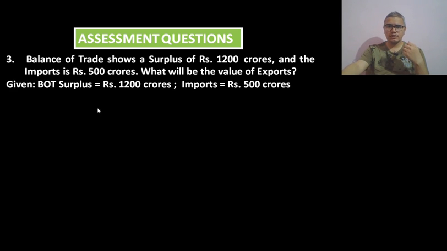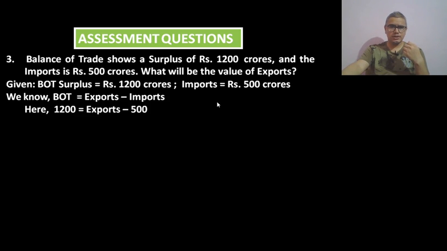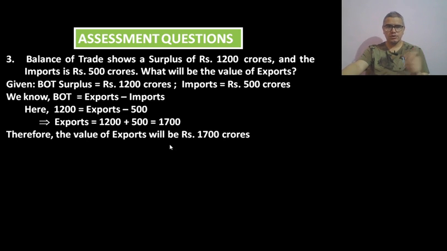Here also we will write whatever is given in the question: BOT surplus 1200 crores, imports 500 crores. We know the formula, exports minus imports for balance of trade. And here when we replace the value of balance of trade, we'll write 1200. Since it is surplus, we'll write 1200 or plus 1200, since it is understood that if we don't write the sign, it is plus. So we are not ignoring the plus sign here. 1200 crores equals exports minus 500, because imports is given as 500 crores. After calculation, we get that the value of exports is equal to 1700. So our answer is value of export will be rupees 1700 crores.